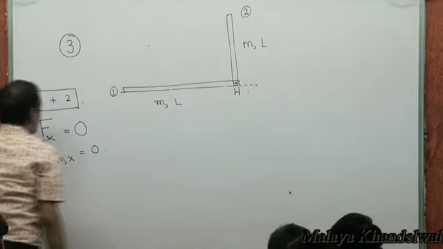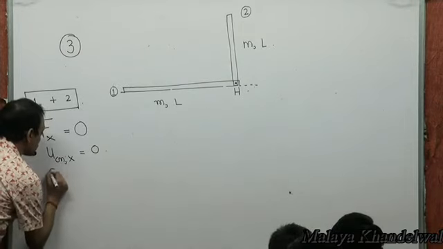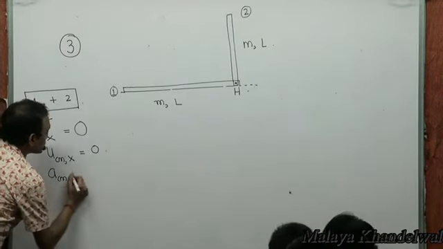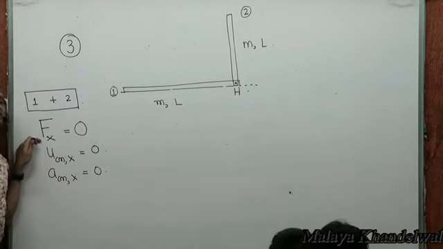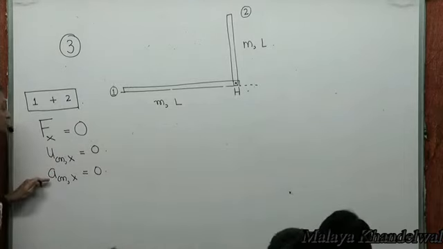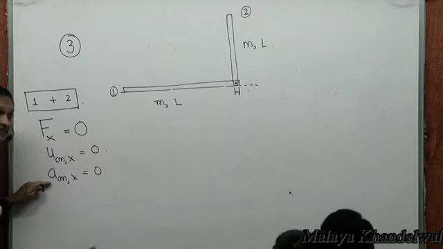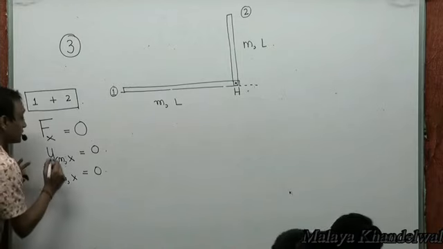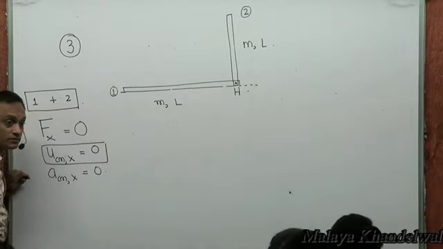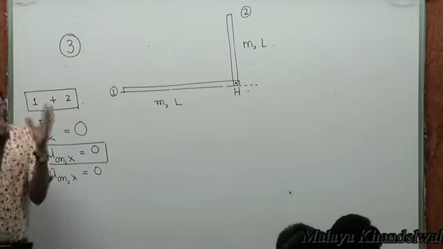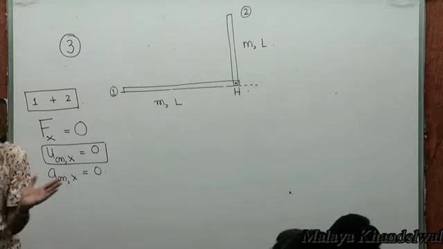Now the acceleration of the center of mass in the x direction is also 0. Why? Because the net force in the x direction on the system is 0. So the acceleration of the center of mass in the x direction is 0. That means the velocity of the center of mass in the x direction remains 0 always. That means the x coordinate of the center of mass will not change.